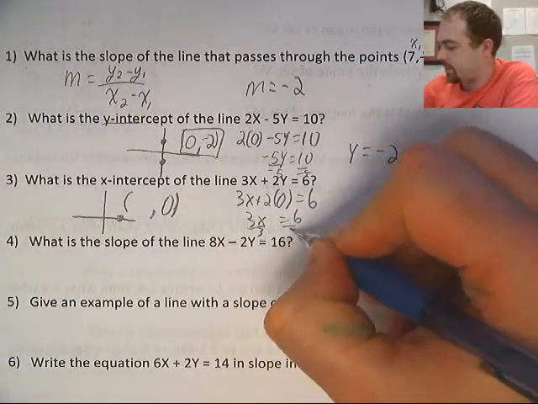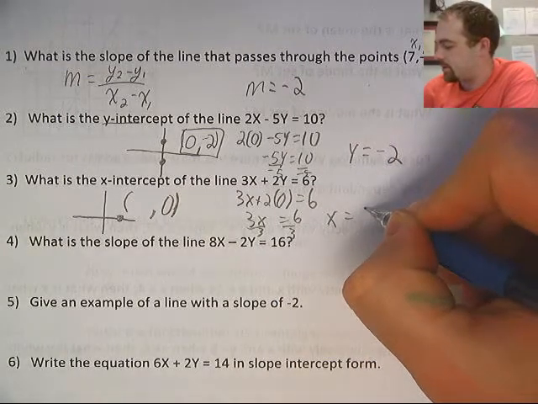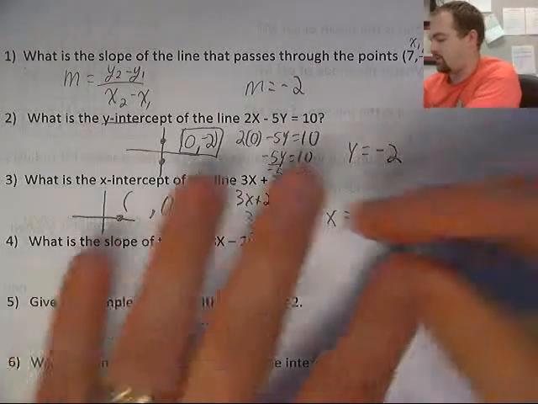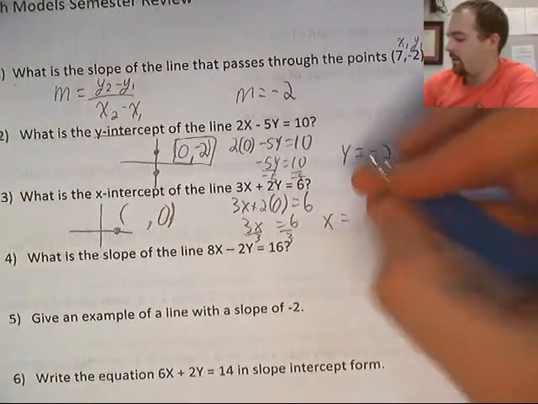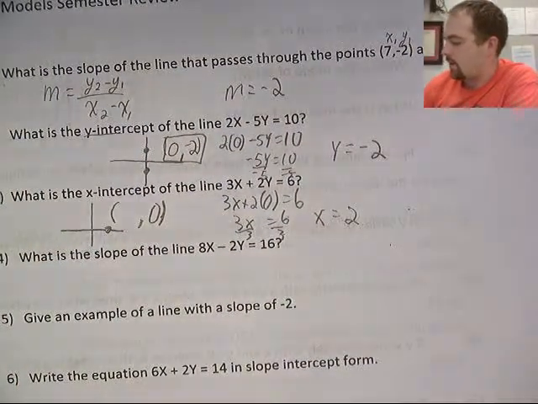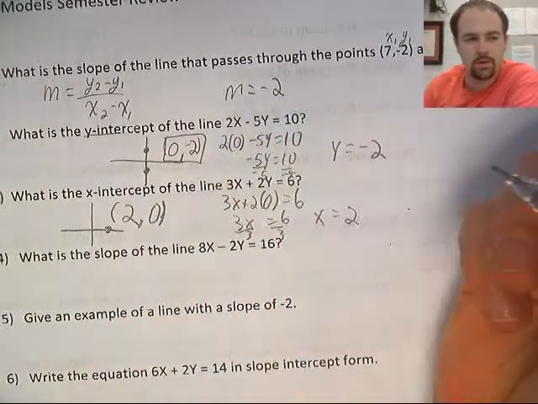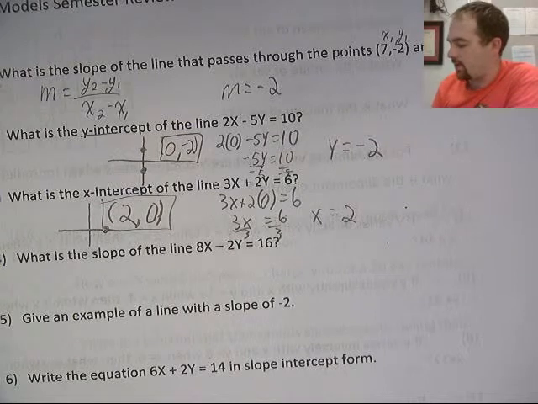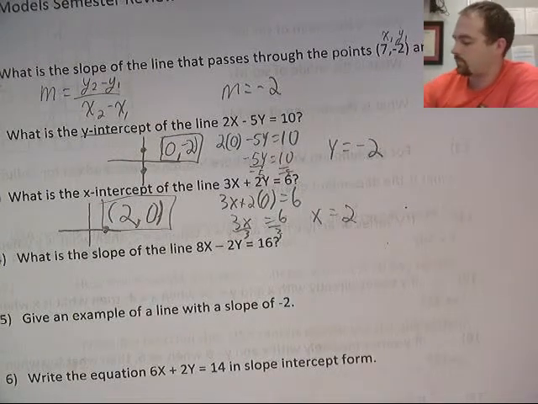Divide both sides by 3. Tells me that x equals 6 divided by 3 is 2. I'm sorry, I said 2 and wrote 3. It is 2, and so my coordinates are (2, 0), and then go ahead and box it. Okay, that one did end up being in the right spot too.